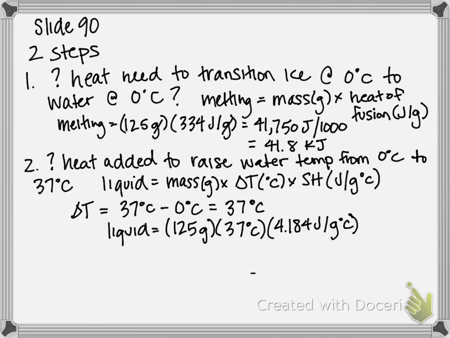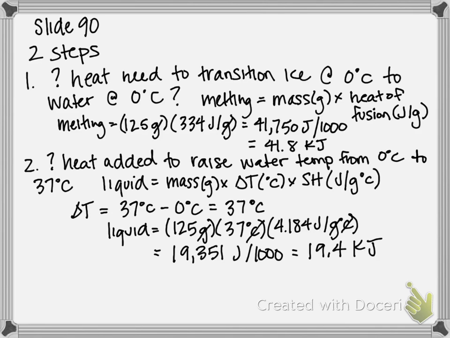gram degrees Celsius. So if we multiply all this together, grams cancel, Celsius cancel, and I'm left in units of joules, which I get 19,351 joules. Now remember, our problem asks for kilojoules, so I'm going to divide that by 1,000 and get roughly 19.4 kilojoules. Now that's just basically assuming that I rounded my significant digits to 3, since that's the minimum amount in the problem.